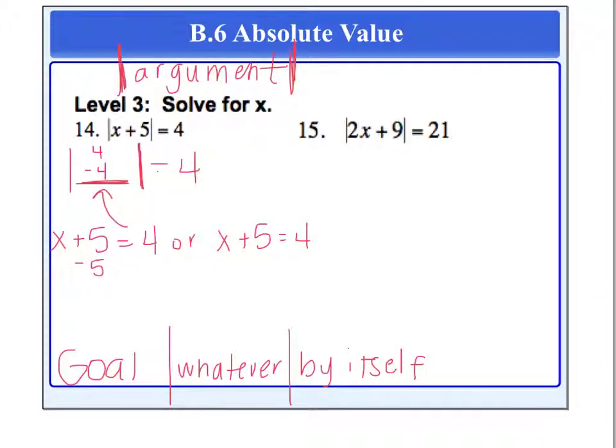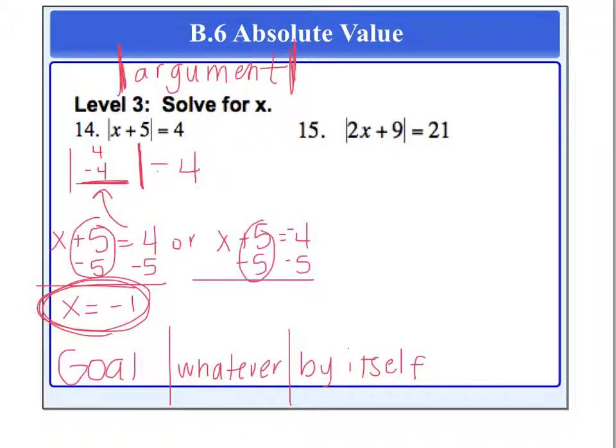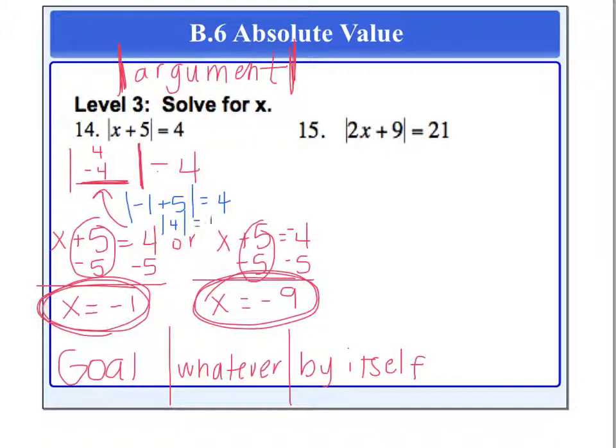If I subtract 5 from each side, I could say x could equal negative 1. There's one solution. Or, now I subtract, and I get x equals negative 9. So I have two solutions. I'm going to check them. If I had negative 1 plus 5 in my absolute value, does that equal 4? That'd be the absolute value of 4, which is 4. That one checks out. Now I'm going to try negative 9. Negative 9 plus 5, does that equal 4? That gives me the absolute value of negative 4, which is 4, and it checks out.